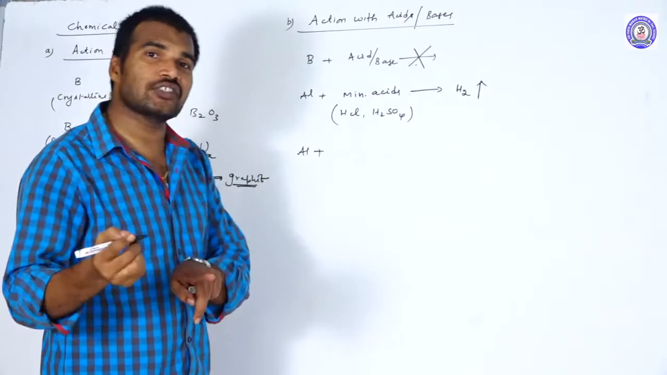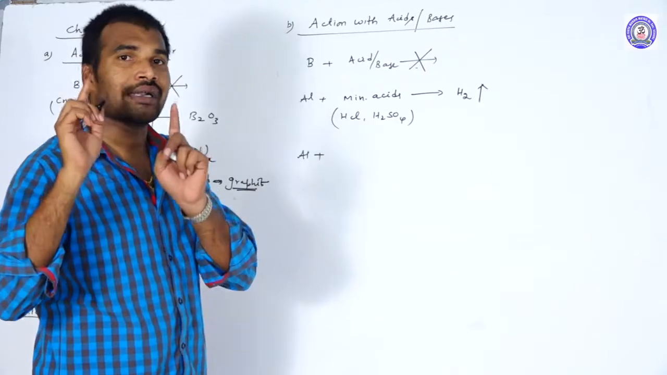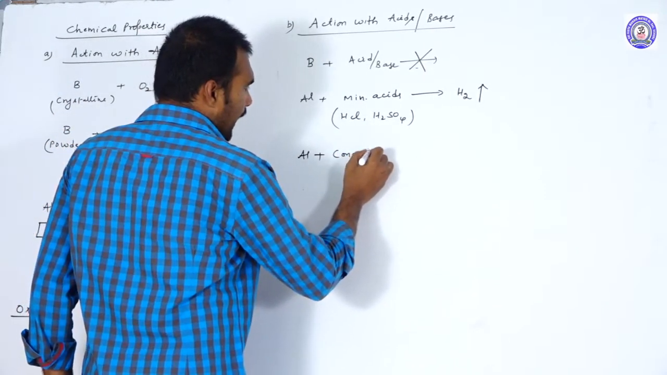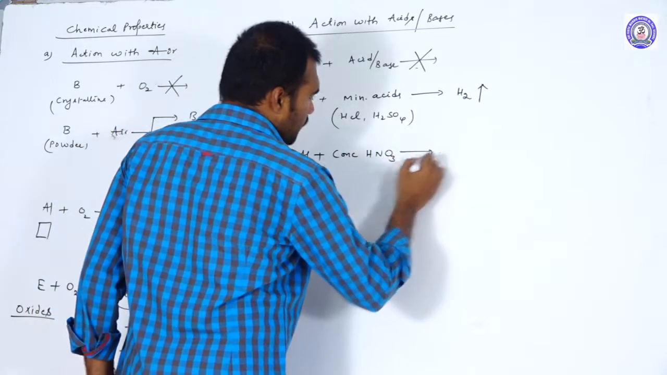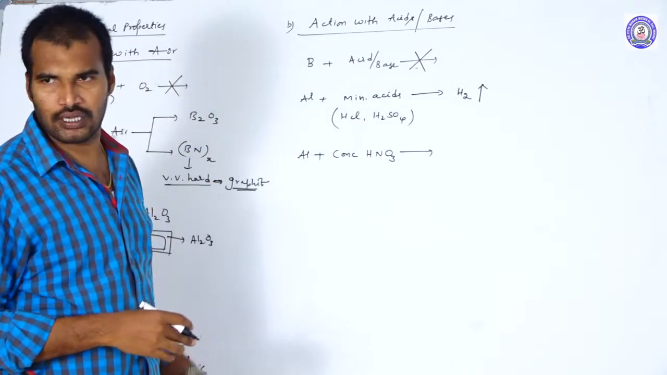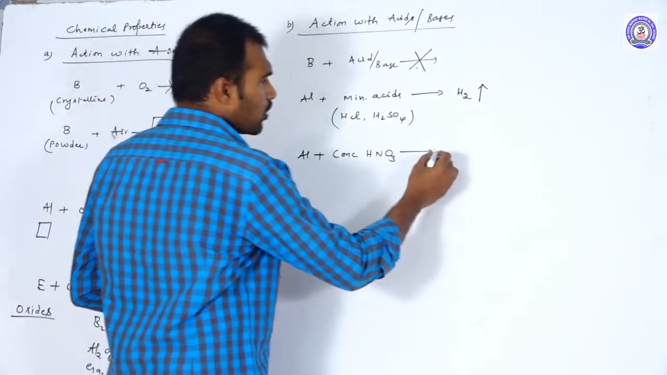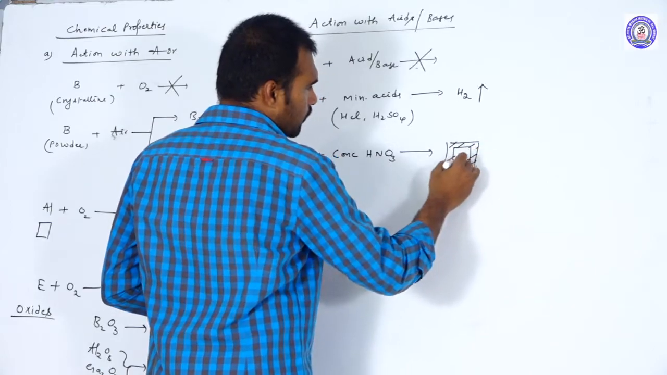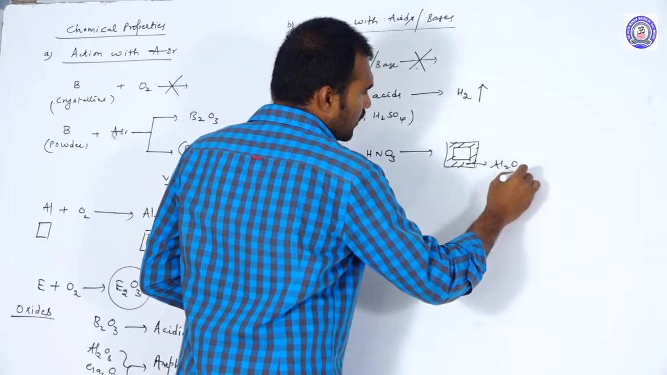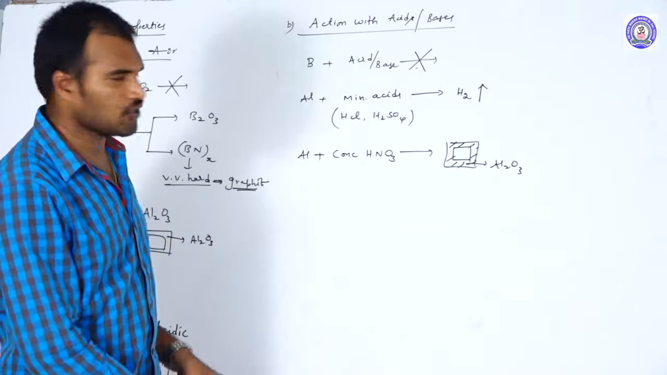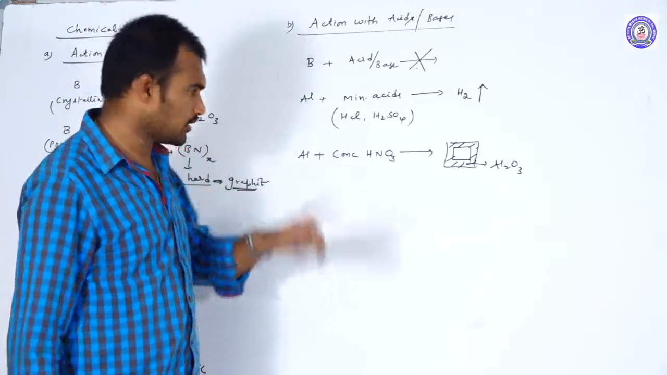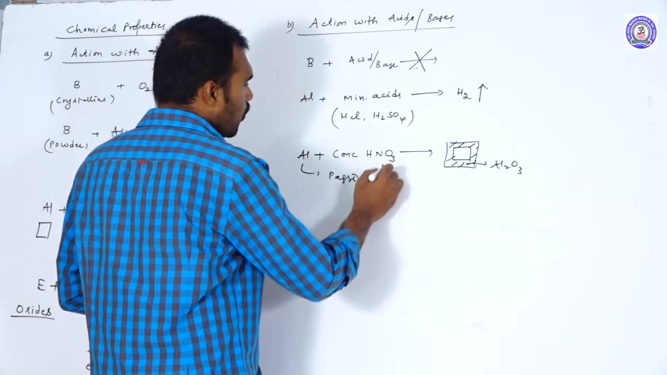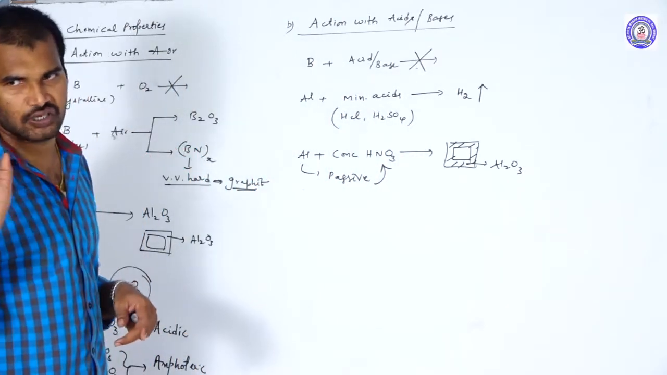Aluminium is passive towards what? Nitric acid, concentrated nitric acid. So when we add the aluminium into concentrated HNO3, because of the formation of a protective layer, what is the protective layer? Al2O3, it stops further reaction towards concentrated HNO3. That is why aluminium is passive towards concentrated HNO3.